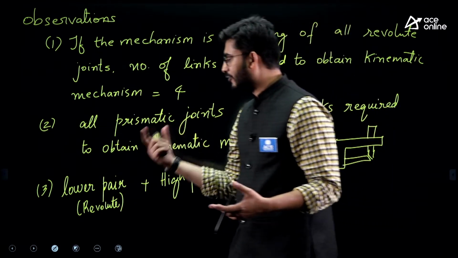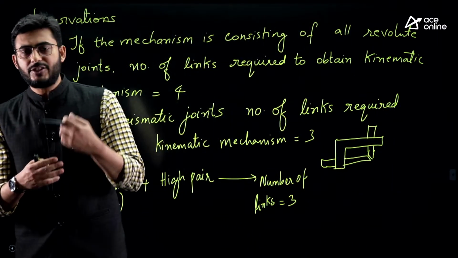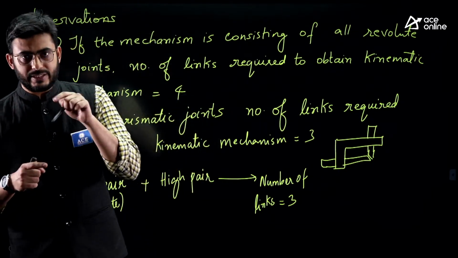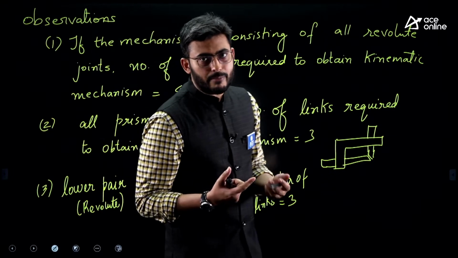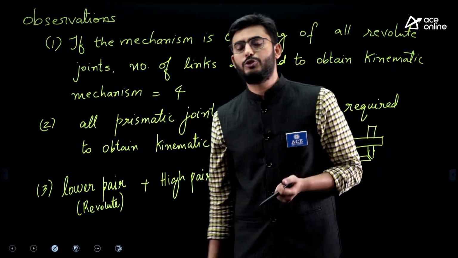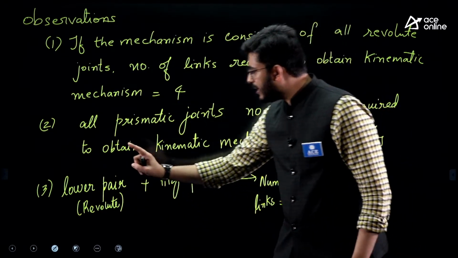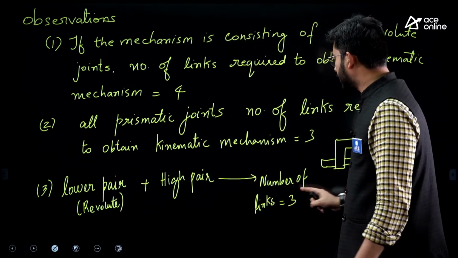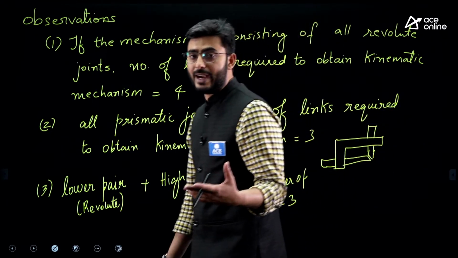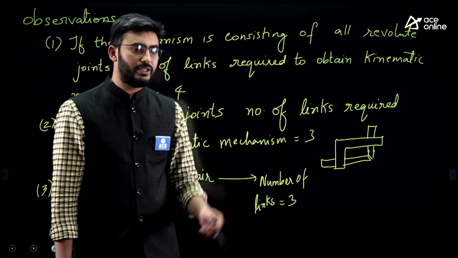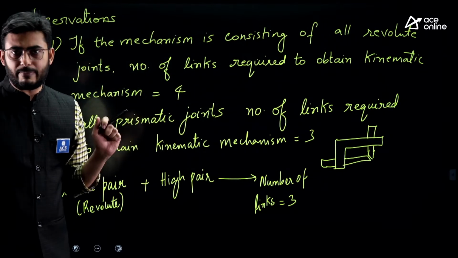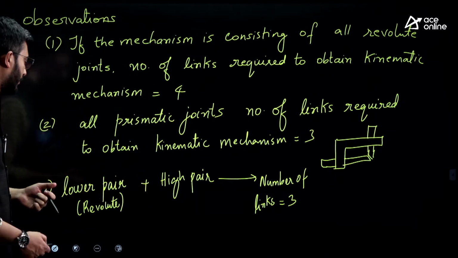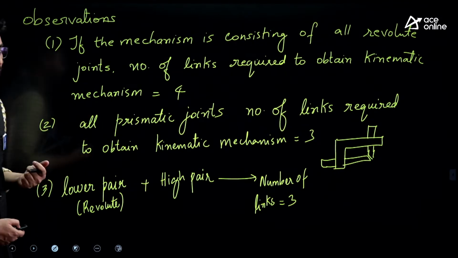In case of a knife edge follower, between the knife edge follower and the cam, a higher pair is formed. Between the follower and the frame, a prismatic pair is formed. Between the cam and frame, a revolute joint is formed. So when you make use of lower pairs and one higher pair is included, the number of links required to obtain a kinematic mechanism will be equal to 3. So please remember all these 3 statements, guys. You might expect this in the objective type also. Okay, moving to the next question.